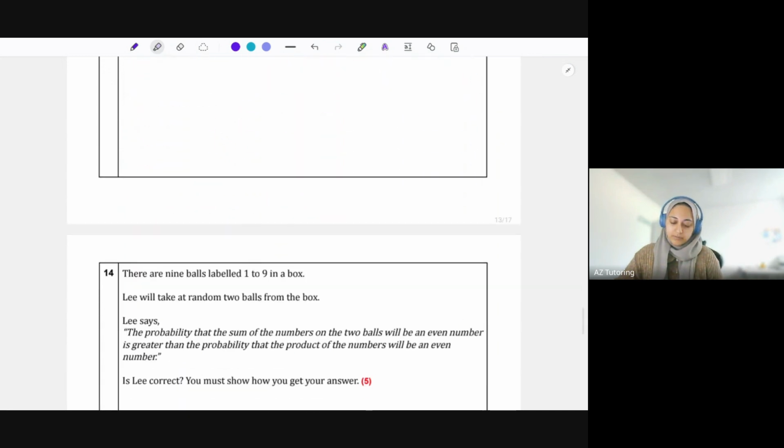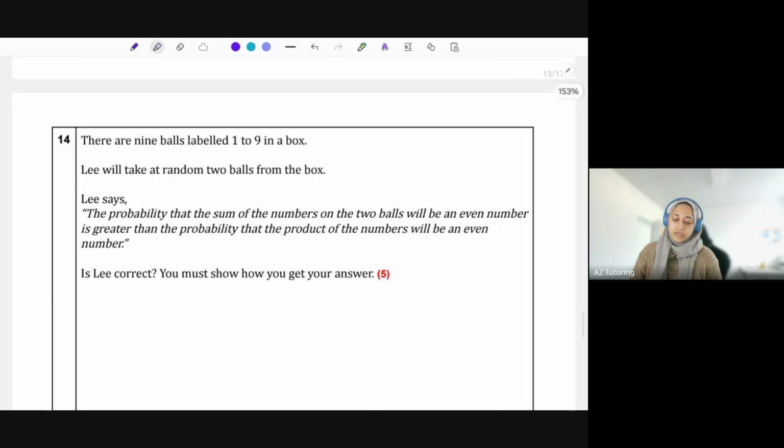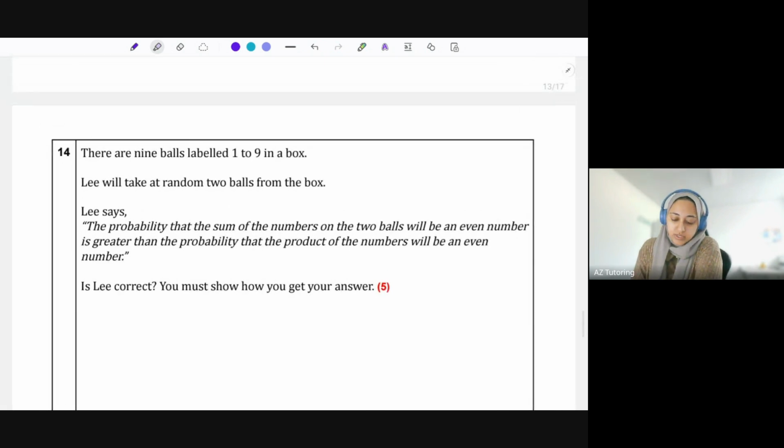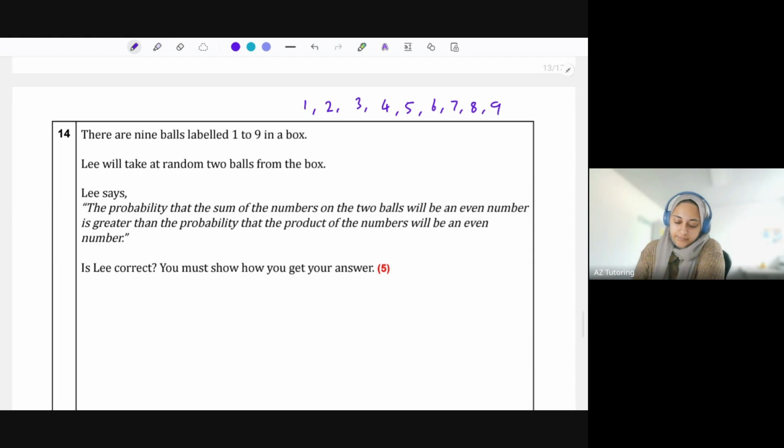Okay, question 14. So there are 9 balls labeled 1 to 9 in a box. So I'm just going to write it out. So 1, 2, 3, 4, 5, 6, 7, 8, 9. So the balls are in the box, okay? Lee will take at random 2 balls from the box. Okay, 2 balls he's going to take.